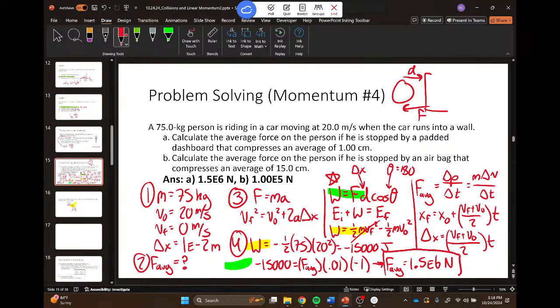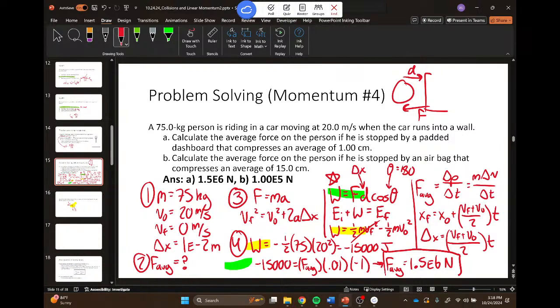Again, this answer is nuts. Like, this is completely ridiculous. Given the numbers we have, the answer makes sense. If you are traveling 20 meters per second, remember 27 meters per second is 60 miles per hour. If you just remember in your head that 30 meters per second is roughly 60 miles per hour, that's useful. You're going about 40 miles per hour, and you stop over a distance this big. Of course it's going to be an insane force. The amount of force required to stop something that's going 40 miles per hour over 1 centimeter, you need an insane force to make that happen.